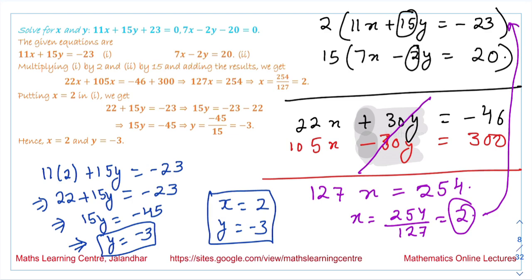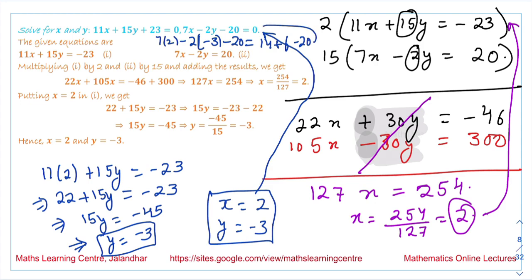We can check these answers by substituting the values in the second equation. We get 7 into 2 minus 2 into minus 3 minus 20. So it is 14 plus 6 minus 20, and that is equal to 0. This is the LHS and its answer is 0, which is equal to the RHS. It means these answers satisfy this equation.